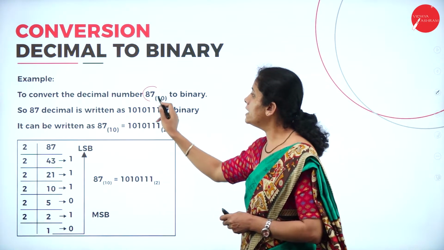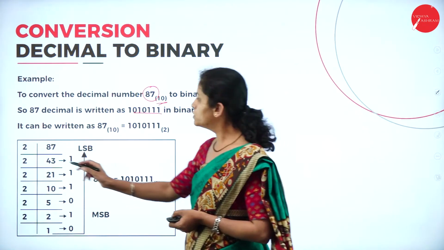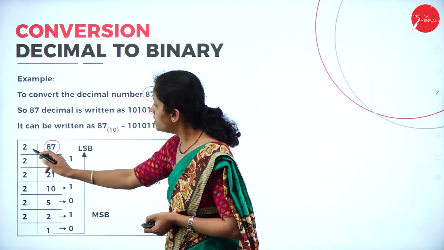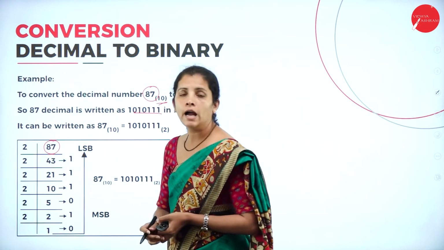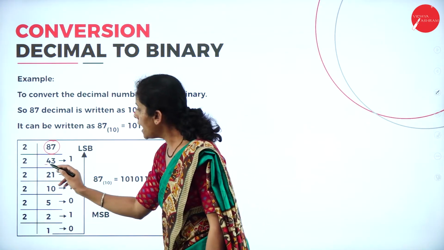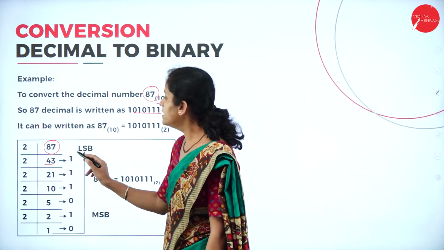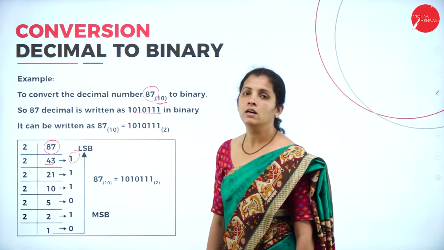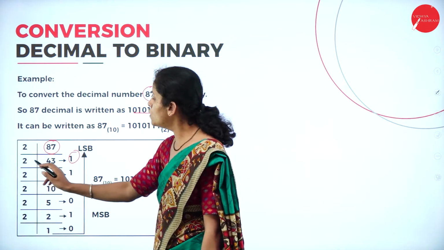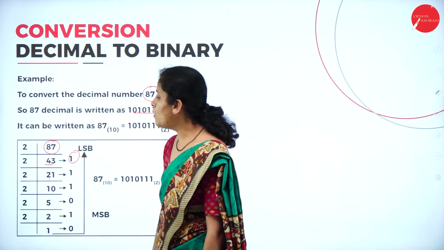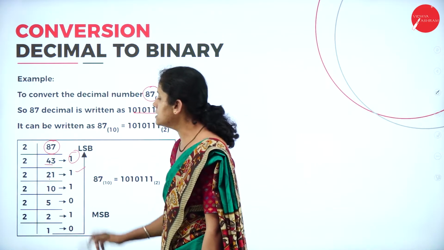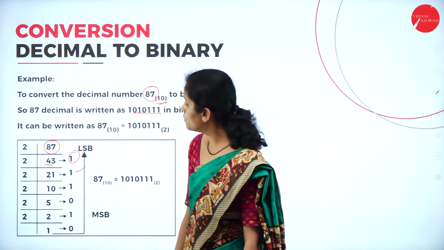I have 87, and so here 87 divided by 2. So 2 fours are 8, 2 threes are 6. I have 43 and 1 is remainder. Now once again I'm going to divide this number by 2. So 2 twos are 4, 2 ones are 2, 1 is remainder.